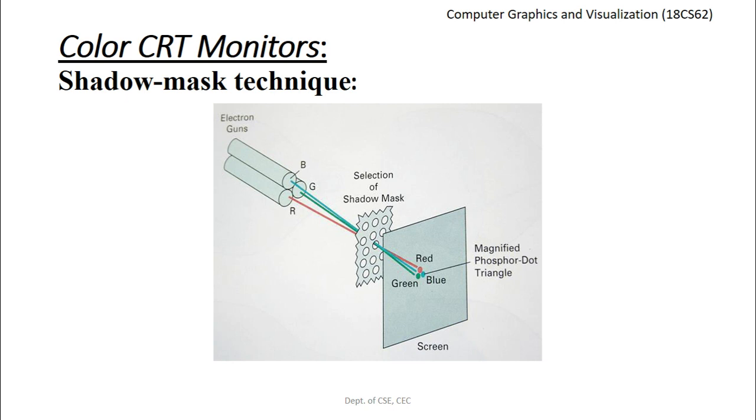In this technique, CRT has 3 phosphor colored dots at each pixel position. Rather than having one phosphor dot for every pixel, here we have 3 different dots or 3 phosphor colored dots at each position. One dot is for the red, one dot is for the green, and one dot is for the blue light, which are the 3 primary colors as we call them. RGB are called as the 3 primary colors. Combination of these 3 colors can yield any possible color.